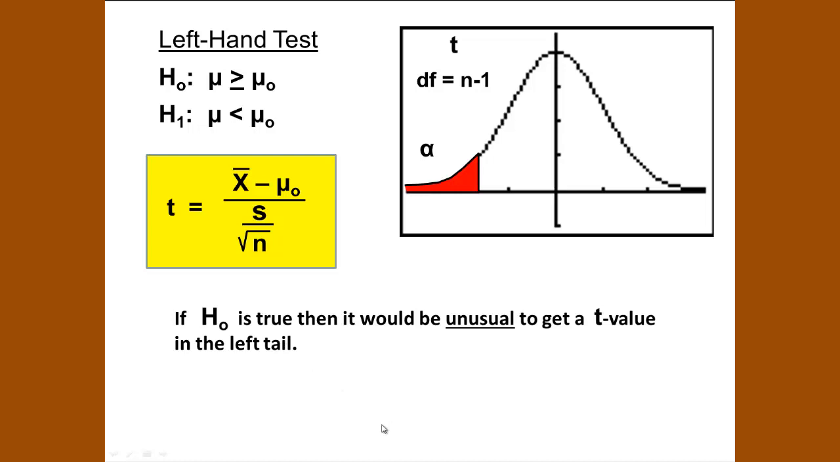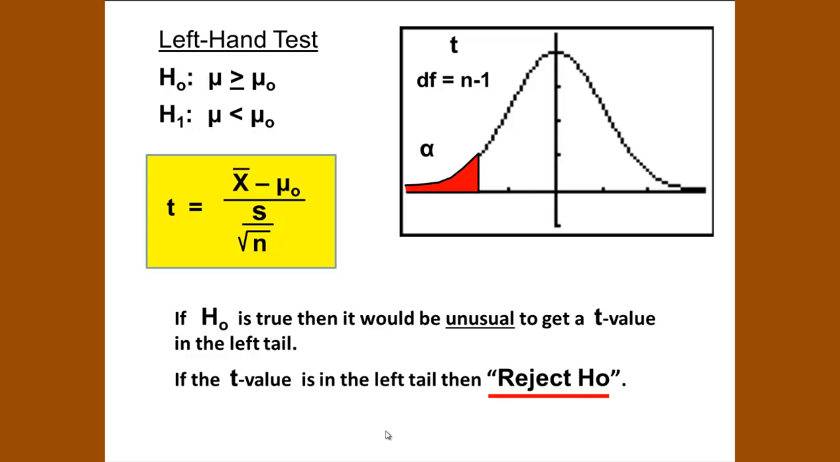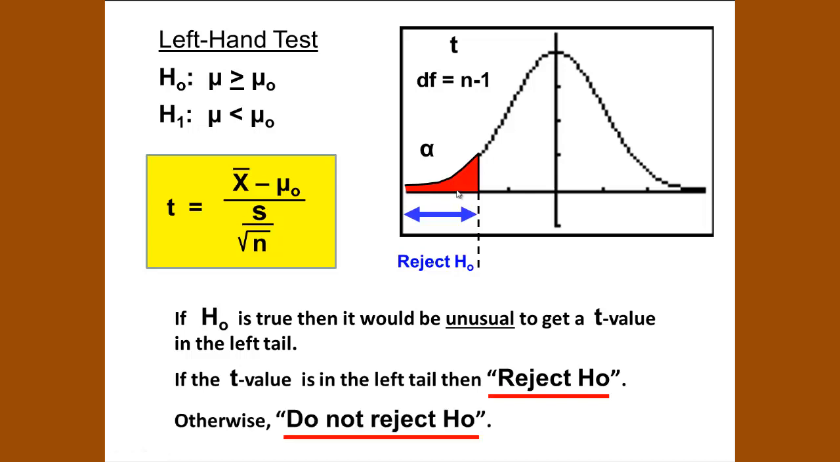If H sub 0 is true, then it would be unusual to get a t-value in that left tail. If the t-value is in the left tail, because it's unusual, we would reject H sub 0. So anything indicated in the red area would be a reject H0. Otherwise, we would not reject H0. So the area to the right is do not reject, and the area to the left is reject.